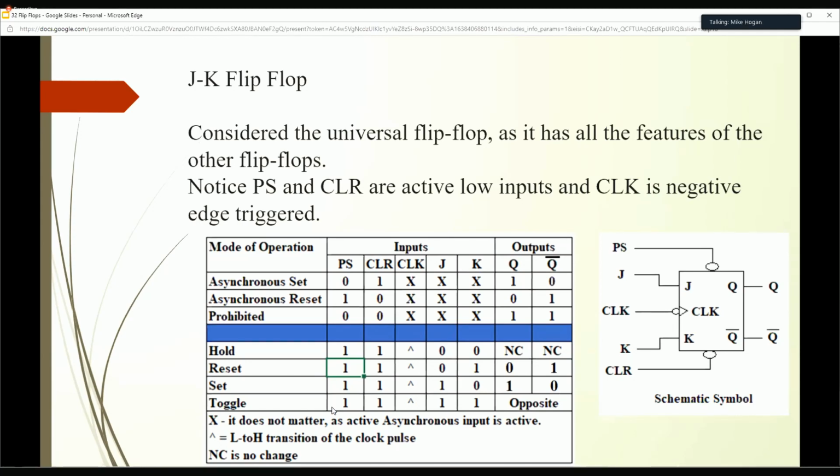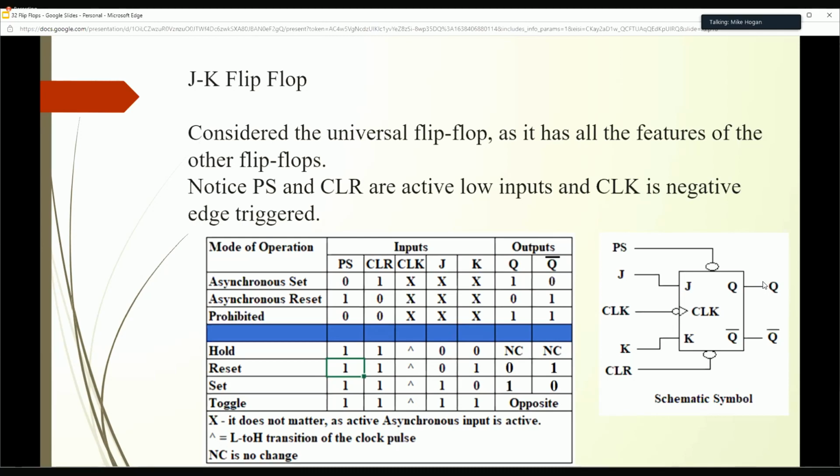And then if I get a 1 on both J and K, this is the thing that's a little bit different. Now I have to have a clock pulse, but if I get a 1 on J and a 1 on K, what will happen is it will toggle, meaning that it will change whatever state Q was to the other state, right? It can only be a 1 or a 0. And so if Q was a 1, then it's going to change Q from a 1 to a 0.